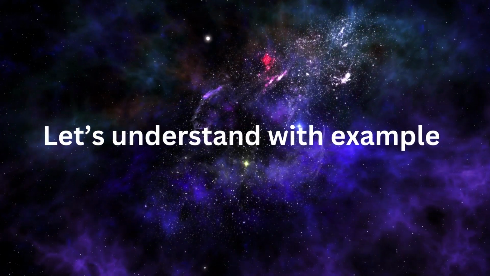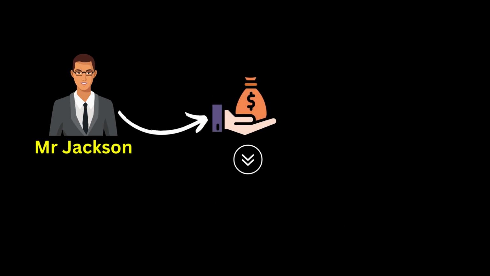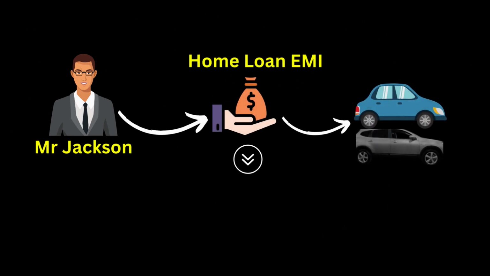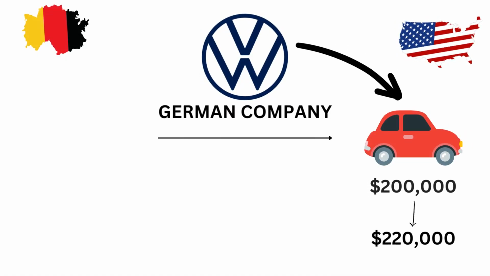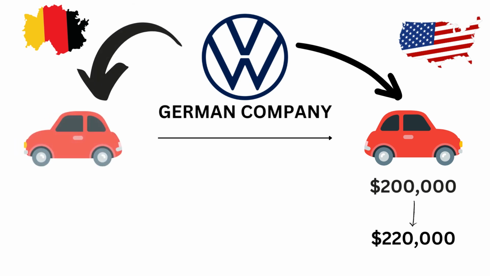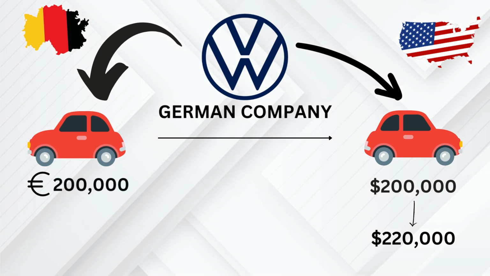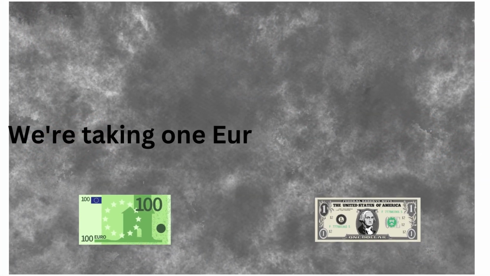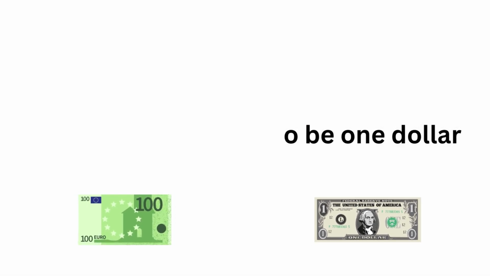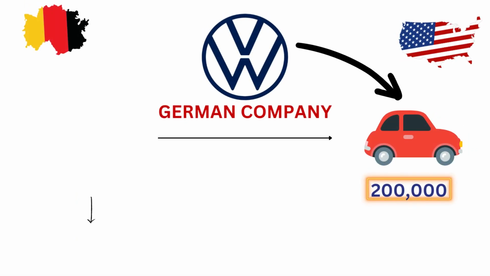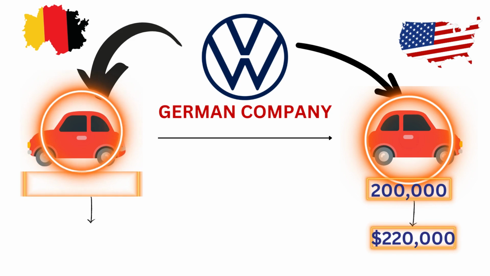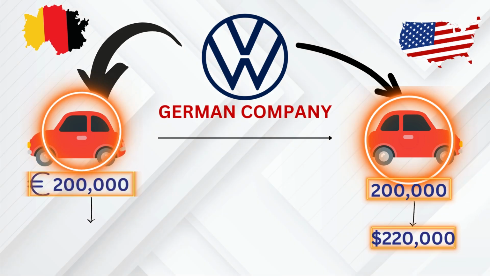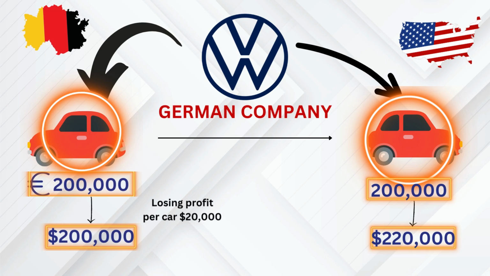Now, like we saw in our example, when people like Mr. Jackson saw their home loan EMI drop and started to buy more and more vehicles, VW, which is a German company, could increase the price of the car from $200,000 to $220,000. But at the same time, in Germany, they are selling the same car at 200,000 euros. Now we're taking €1 to be $1, so that the calculations are simplified. All right? So coming back to our story, VW can sell the same car in the U.S. for $220,000 and can sell it in Germany for only €200,000, which is equal to $200,000. Now if you see, they are losing out on $20,000 profit margin per car, right?